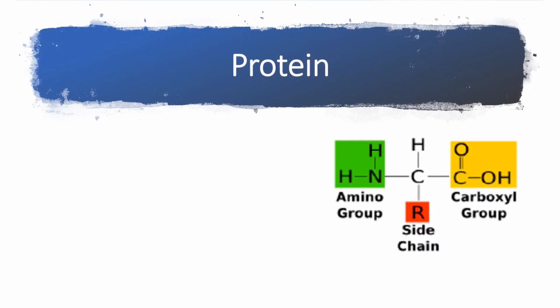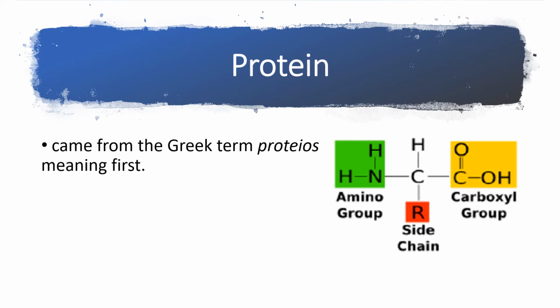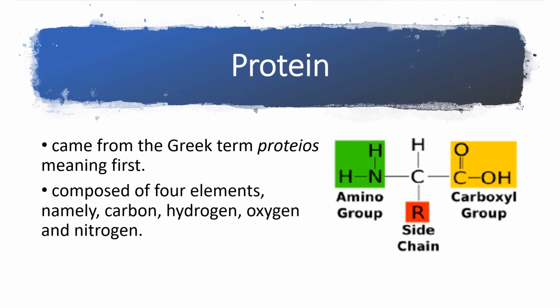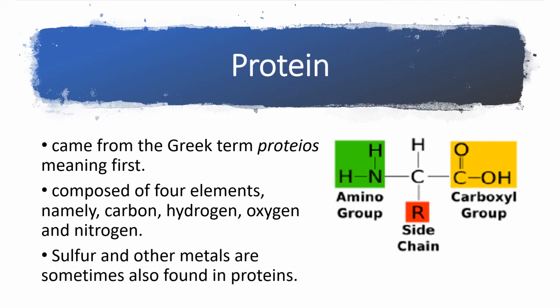Okay, now let's move on to protein. It came from the Greek term proteus, meaning first, composed of four elements, namely carbon, hydrogen, oxygen, and nitrogen. Sulfur and other metals are sometimes also found in proteins.